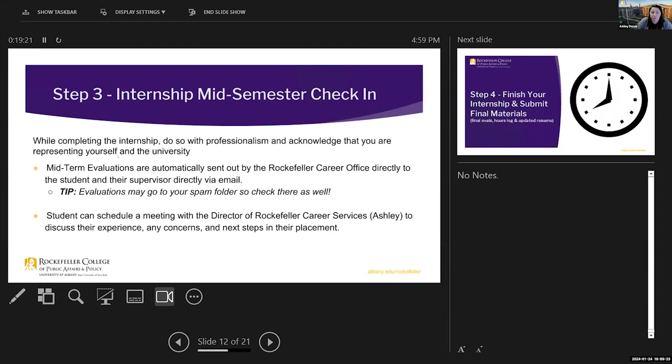So while completing your internship, do so with professionalism and acknowledge that you're representing yourself and the university, right? That's important. This is an important piece to note too: sometimes these evaluations come because you're being notified through Handshake, and sometimes they go to a spam folder. So if you don't see one midway through your experience, you'll want to check that spam folder. If for whatever reason you still don't find it, you can always reach out to us and we can resend it or directly send it to you. You can also always schedule a meeting with myself to discuss your experience, any concerns, and next steps in this placement too.